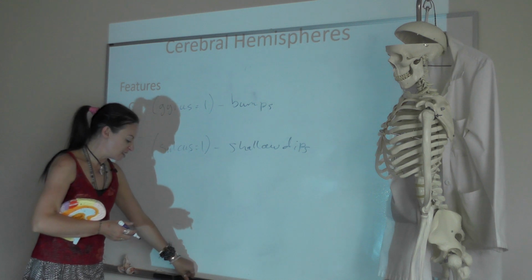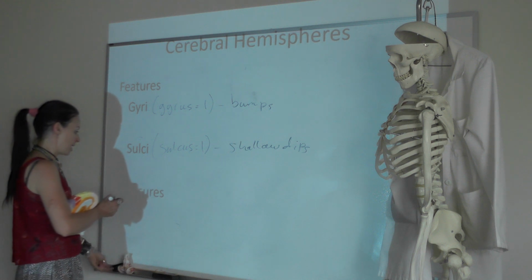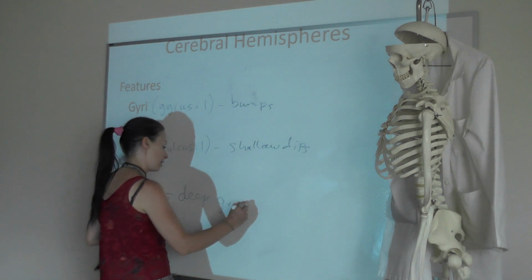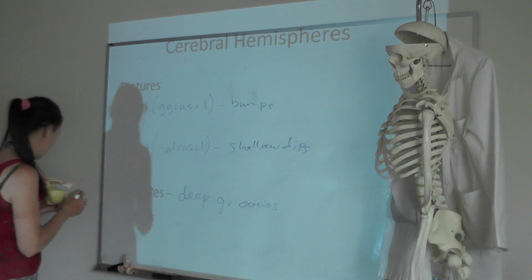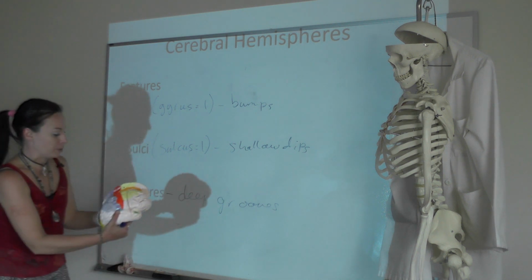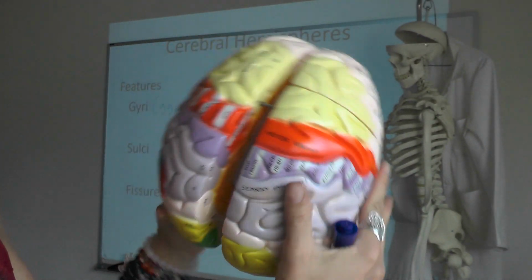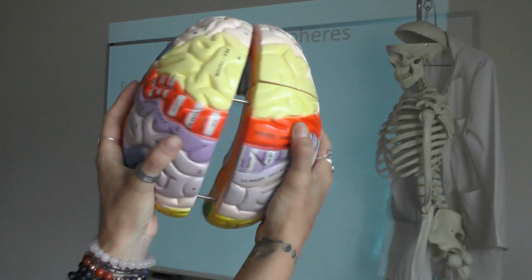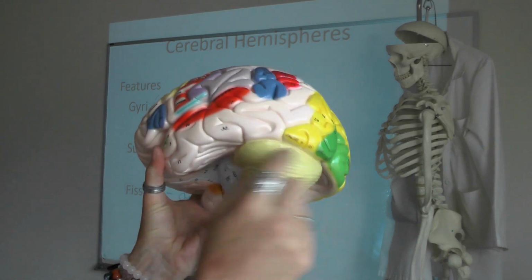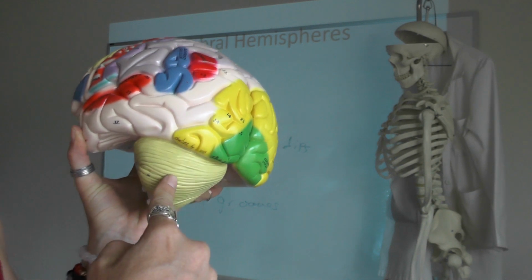And then we have these large fissures. These are deep grooves. And these we find between the hemispheres and between the cerebrum and the cerebellum. So our longitudinal fissure, the one that's long, is that one right there between our left and right hemispheres. That's the longitudinal fissure there. And then the transverse fissure we find in the transverse plane between the cerebrum and the cerebellum.